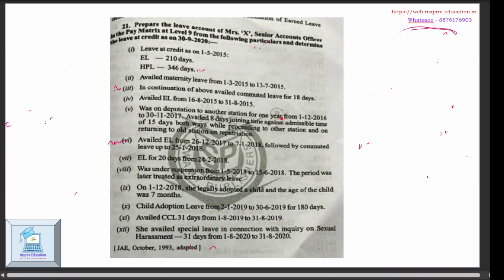Okay, so the question says, prepare the leave account of Mrs. X, senior accounts officer, in the pay matrix at level 9 from the following particulars and determine the leave at credit on 30/9/2020. So she may be going for retirement on this very date, so we will be calculating the leave at credit as on 30/9/2020.